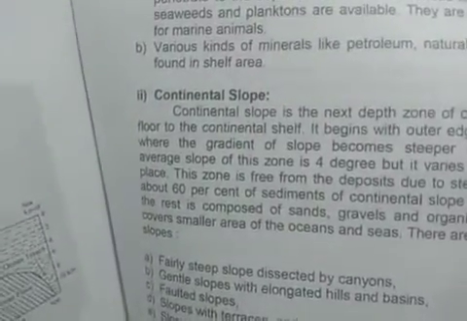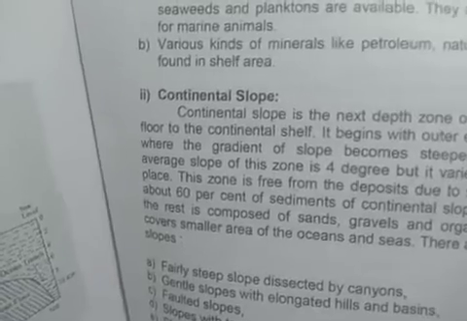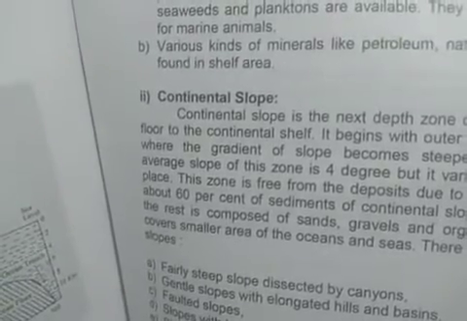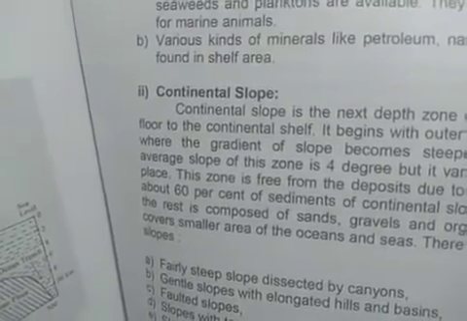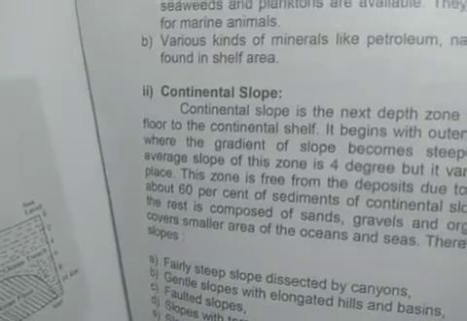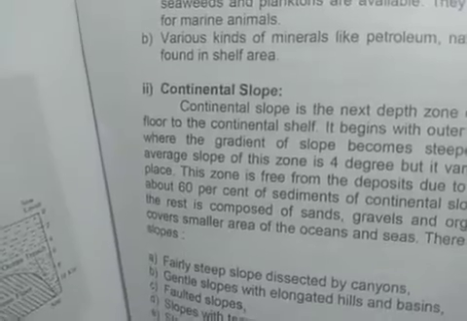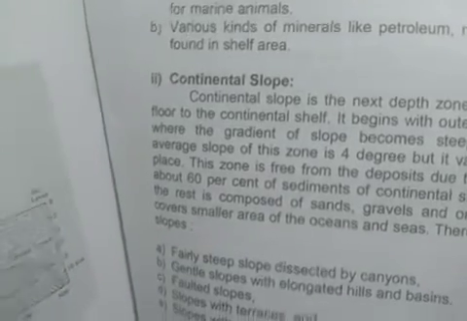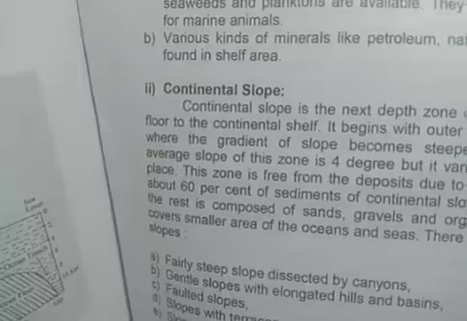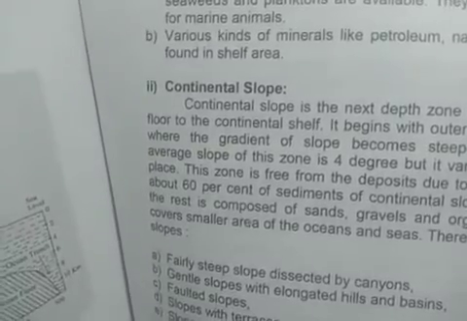Marine life is abundant due to availability of sunshine. Sunrays penetrate to the depth of the shelf and various kinds of grass, seaweed, weeds, and planktons are available. They are used as food for marine animals. B. Various kinds of minerals like petroleum and natural gas are also found in shelf area.